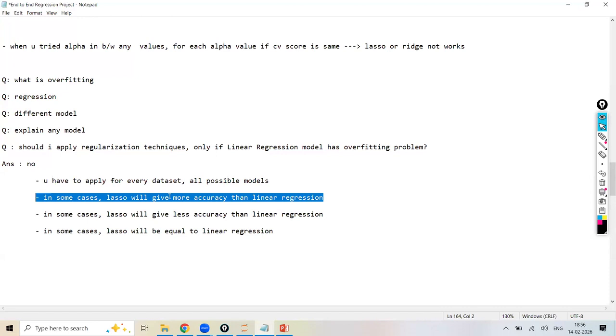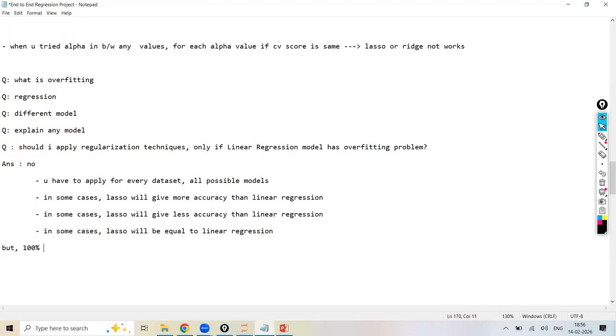Generally, what happens is like this. Okay, in some cases, this will be there. In some cases, this will be there. In some cases, this will be there. But 100% we can say clearly, if overfitting is there in linear regression, it reduces it. It reduces the overfitting of the linear regression. This is clear.